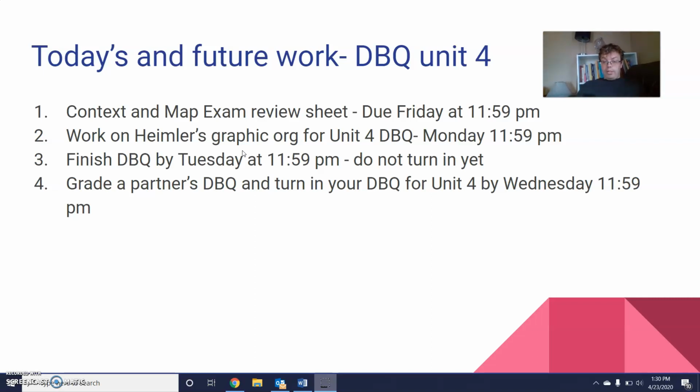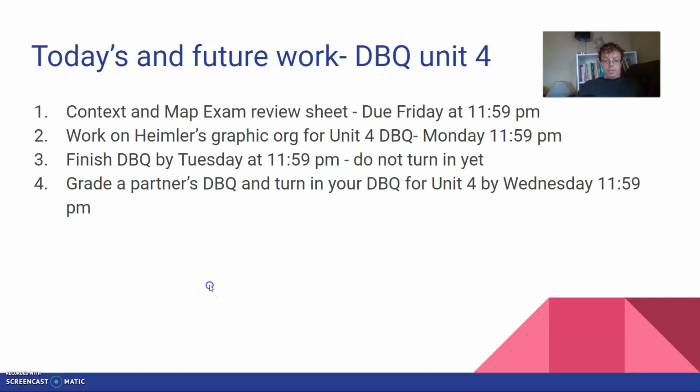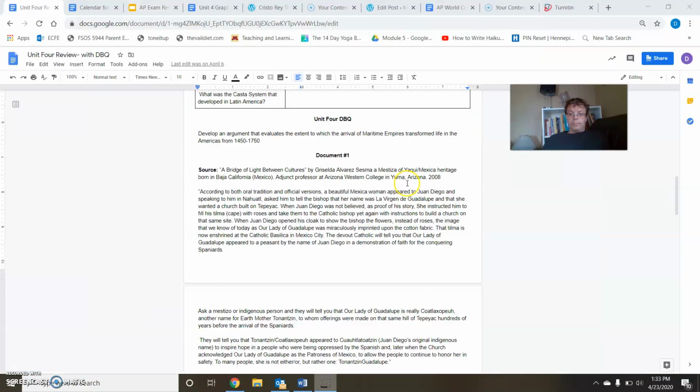And on Wednesday at 11:59, number 4 here, this is where your assignment will be to grade a partner's DBQ and to turn in your Unit 4 DBQ by Wednesday 11:59. So let's go ahead and take a look at our DBQ and the graphic organizer.